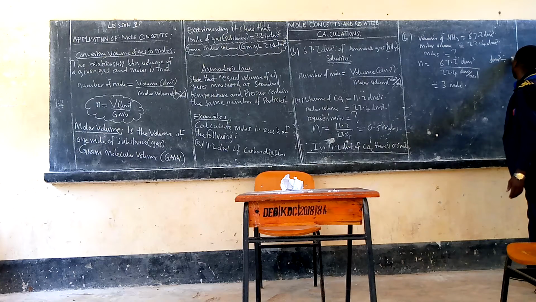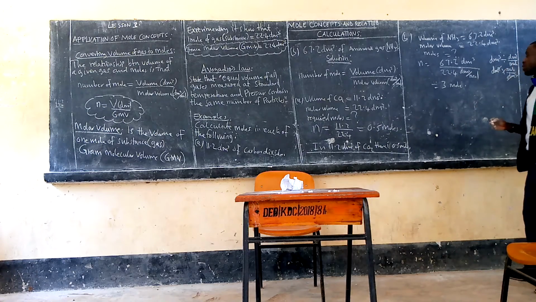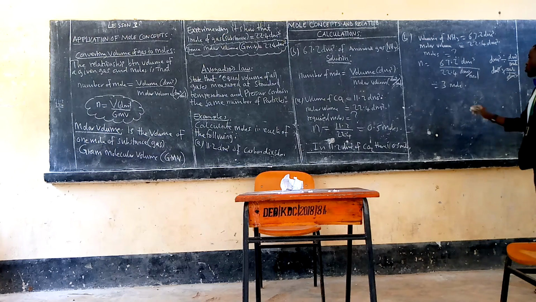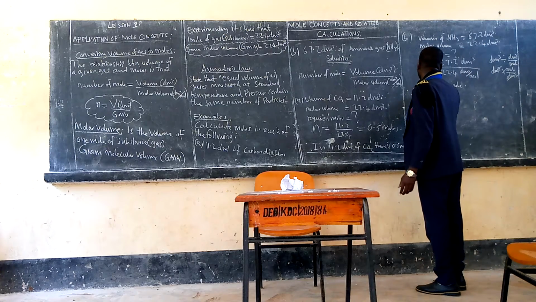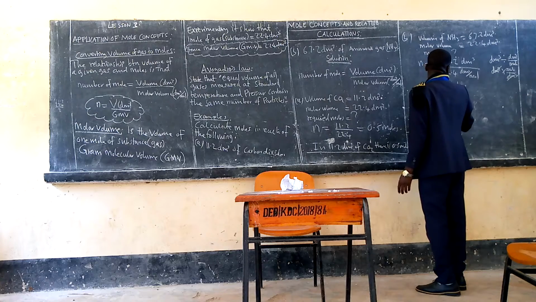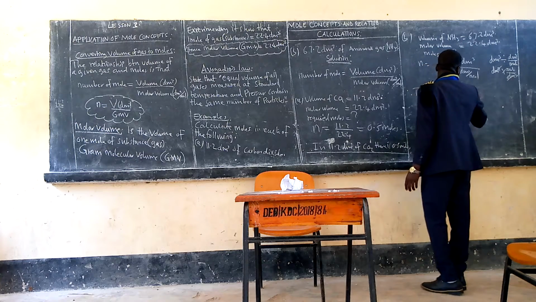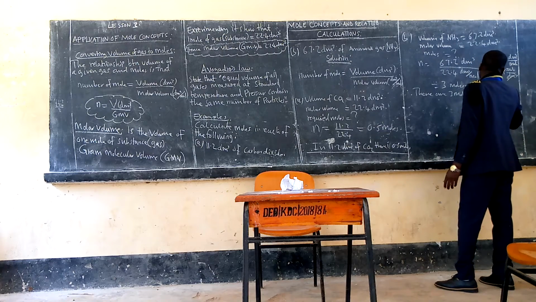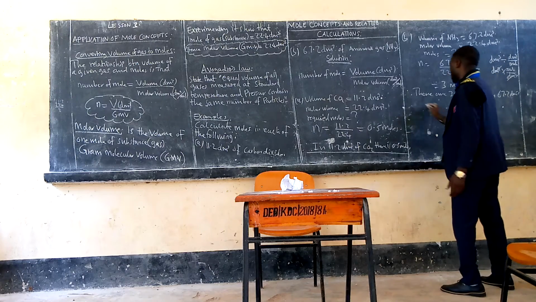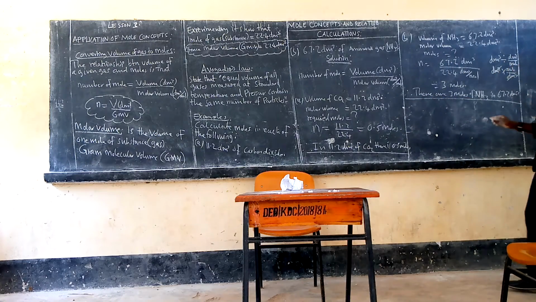Remember, this as a unit is very essential because here we have decimeter cubic. We divide by decimeter cubic divided by mole. That means decimeter cubic times moles divided by decimeter cubic. So decimeter cubic and decimeter cubic is being cancelled, and here we are going to remain with mole. That's why our answer here is in mole. Therefore, there are 3 moles of ammonia in 67.2 decimeter cubic. Simple.